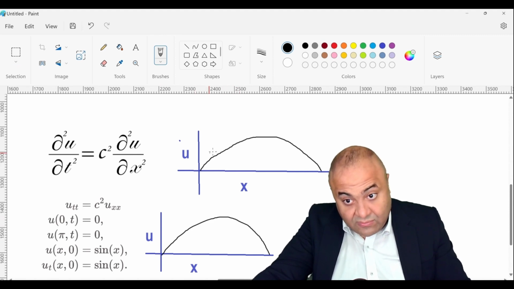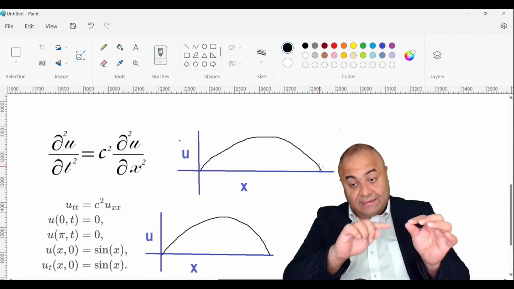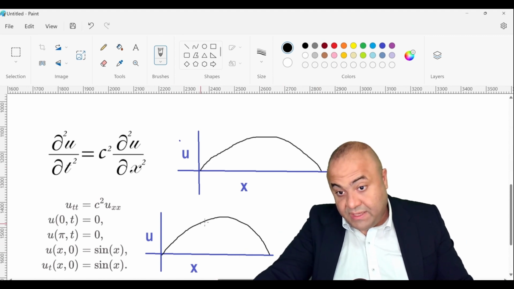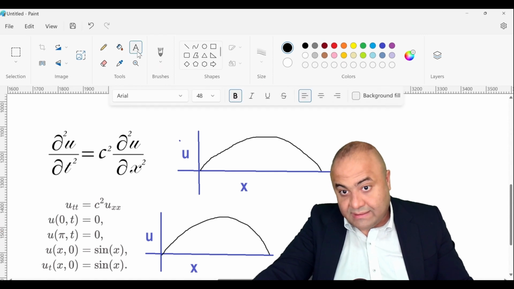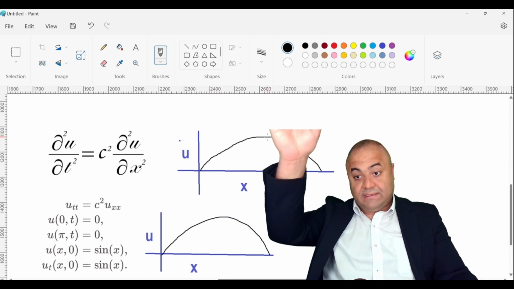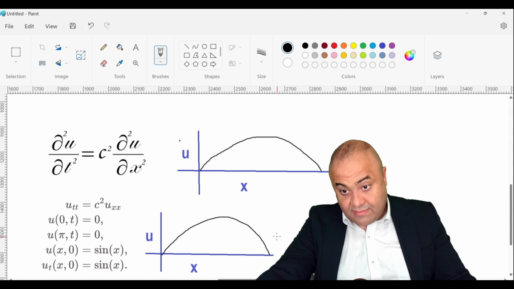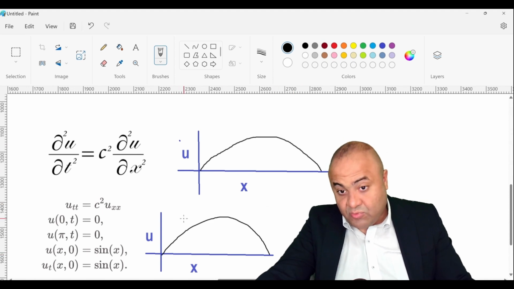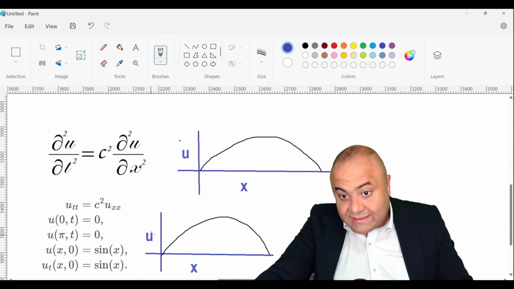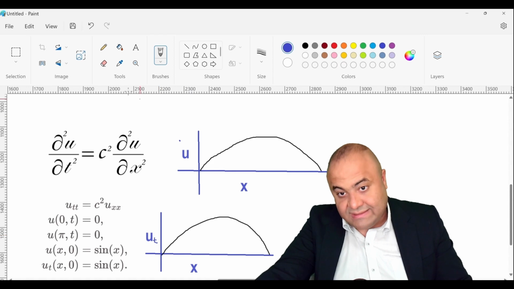So let's say we have a string that has this specific initial condition, and we have the speed of the string. It goes up and down, meaning the middle of the string is quite fast and the tips of that string are just not moving. So this one we will call ut, or u dot, let's say.